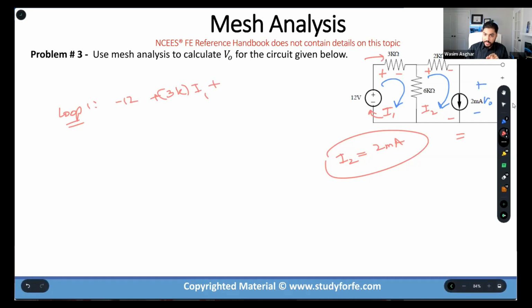And again, the center branch is going to be 6K times (I1 minus I2), right? But what is I2? 2 milliamp. I already know this. 2 milliamp is equal to 0. That's it. That's the solution of this entire problem, okay? Because I have one equation, one unknown, because I already know the value of I2. All right, guys? So we can go about solving that.